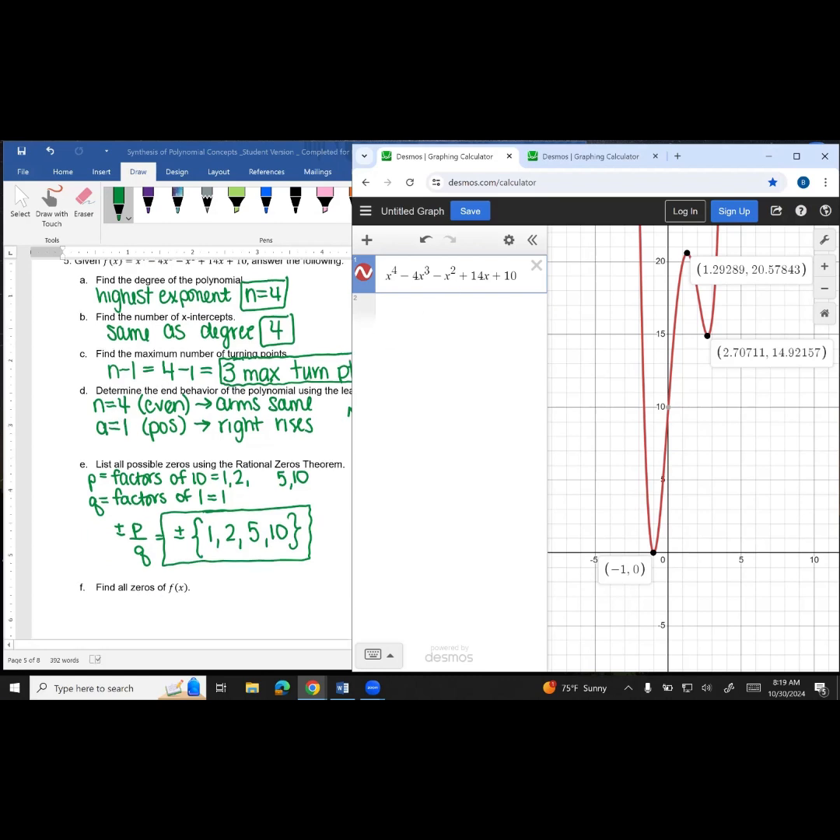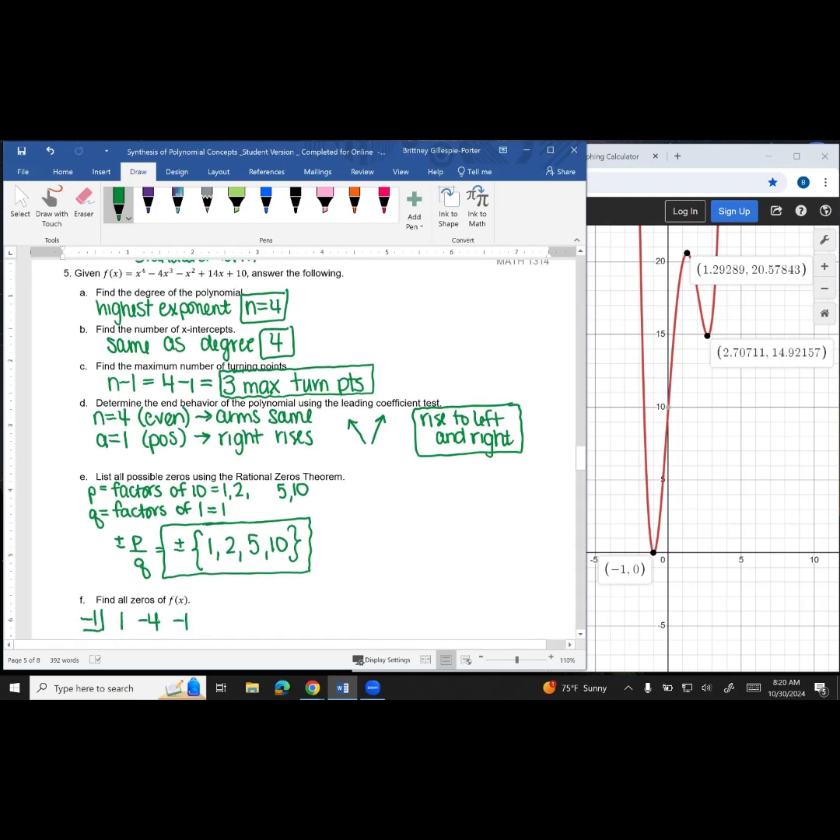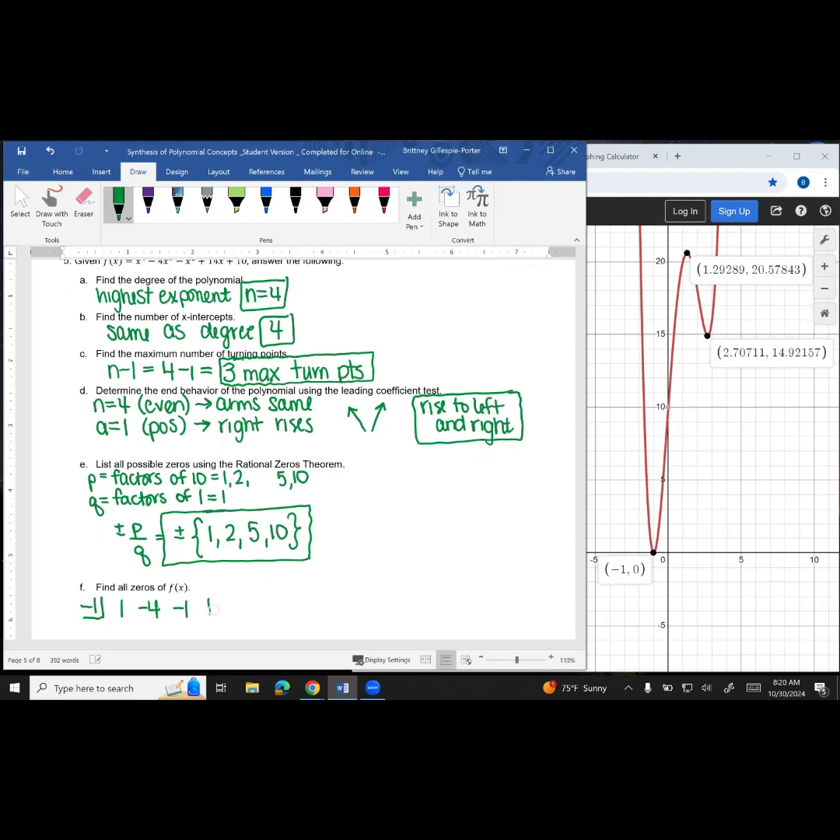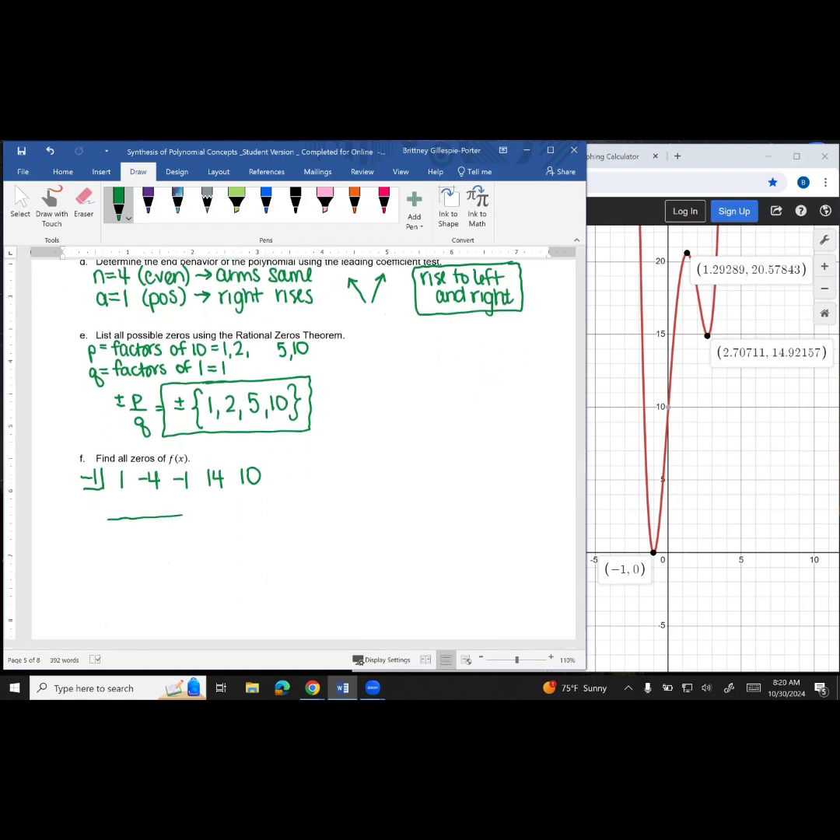So when we're setting up our synthetic division, we're going to put -1 in the loser corner and then use our coefficients from our polynomial. We have 1, -4, -1, +14, and then 10. Remember, with synthetic division, you give yourself some space.